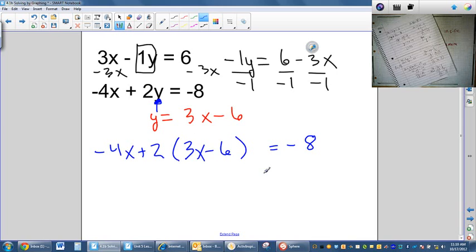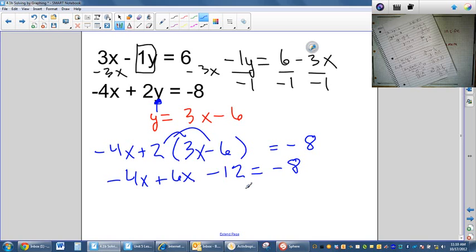Now what I need to do is solve the blue equation for x. So step number 1 is to distribute. I get negative 4x plus 6x minus 12 equals negative 8. There are 3 steps I need to do. What is one of those steps? Data, what's one of those steps? When we combine these like terms, negative 4x and positive 6x, we have positive 2x minus 12 equals negative 8. What's the next thing I need to do?